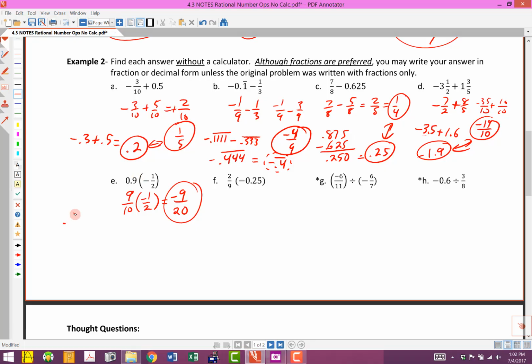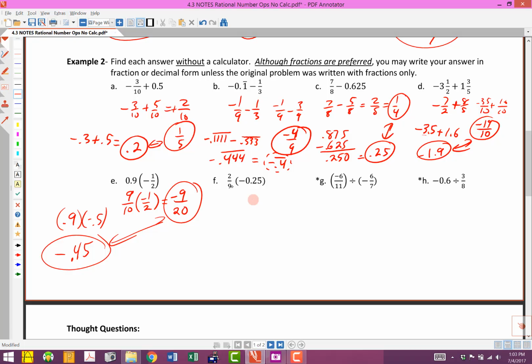If we were to change this to 0.9 times negative 0.5, positive times the negative is negative, we'd get 45, and then we have two decimal places, so we'd get 0.45. Those are equivalent, so you're fine there. Let's see, 2/9 and 0.125, so 2/9.